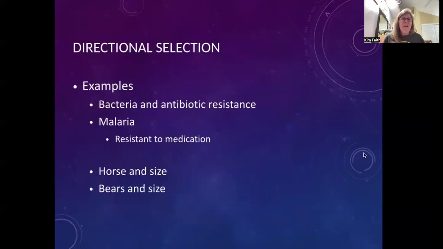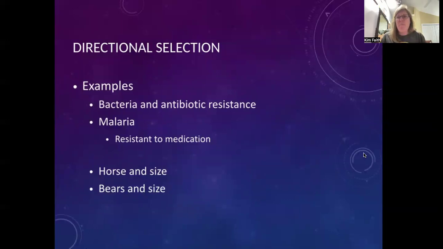Some examples are bacteria and antibiotic resistance. We know that we are driving antibiotic resistance with the overuse of antibiotics. With that, we are definitely selecting for those individuals that have a mutation and the ability to survive with that antibiotic.